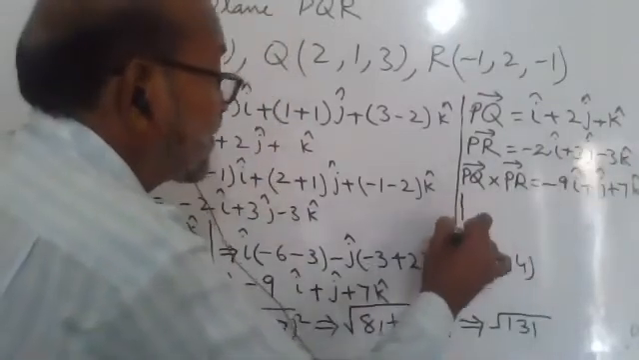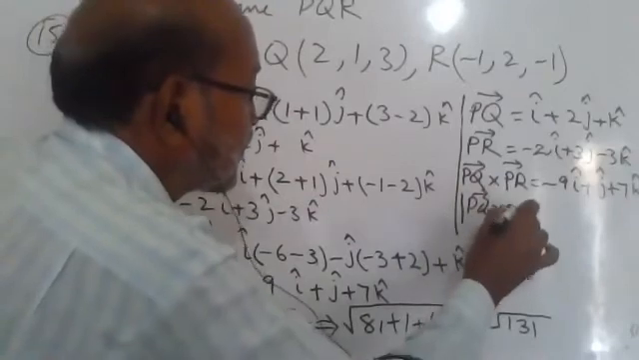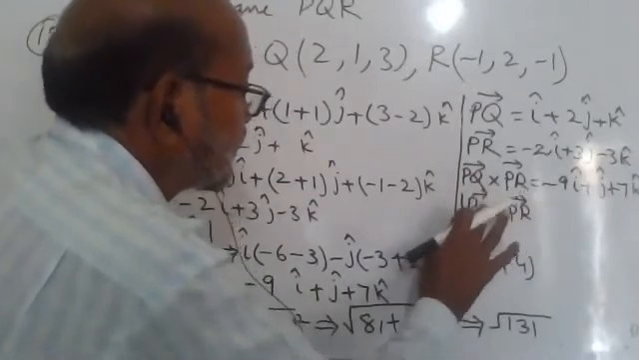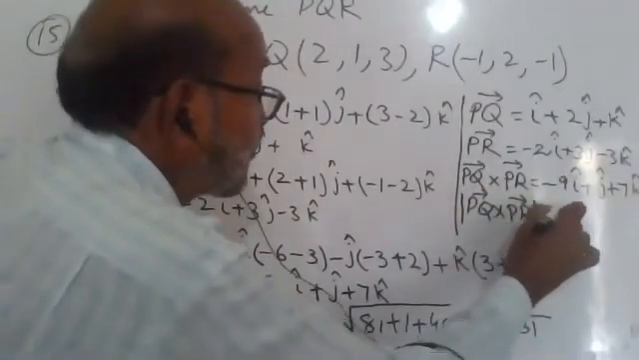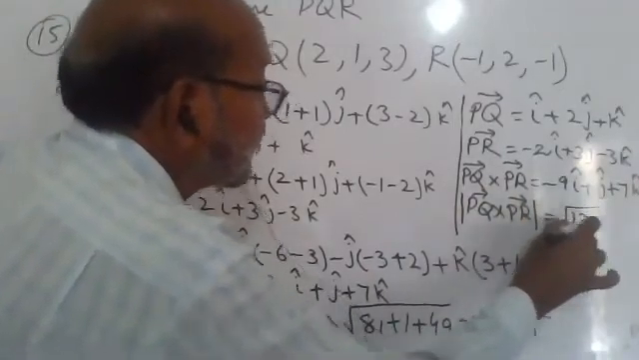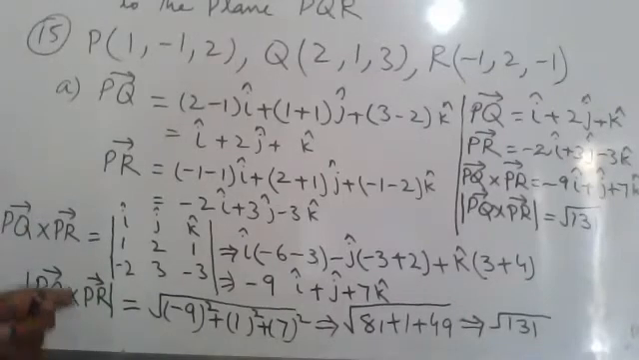And its magnitude is equal to under root 131. These things we have found. Now we will find the area of the triangle.